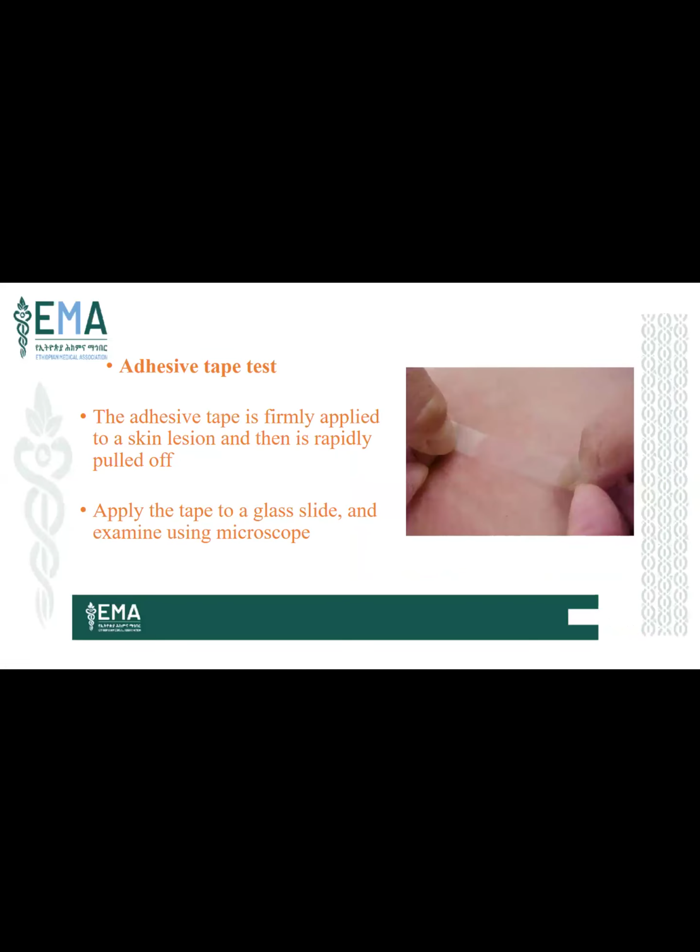We can also do adhesive tape testing. This adhesive tape test is similar to the skin scraping, but it's usually more preferable for pediatric age groups. We can apply this adhesive tape to the skin lesion, preferably the burrows or the non-excoriated papules, and we can rapidly pull it off and apply the adhesive tape to the glass slide and examine it under the microscope, but it is usually not a really sensitive test.